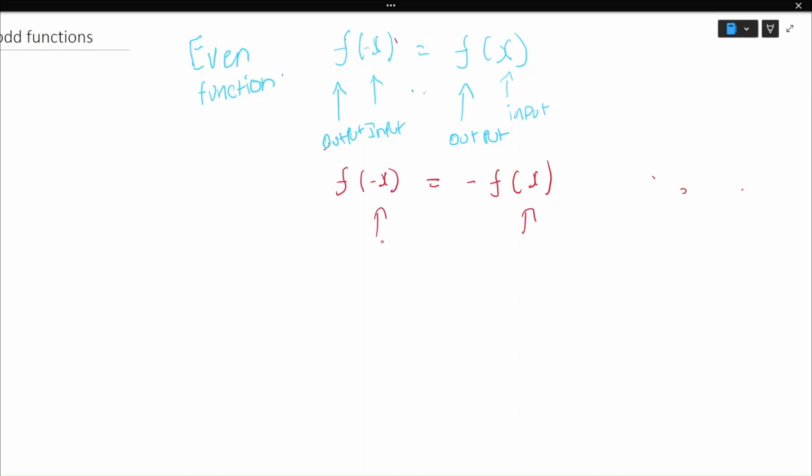An odd function states that if we have opposite inputs, its corresponding values would have opposite outputs. Now, let's look at some graphs.